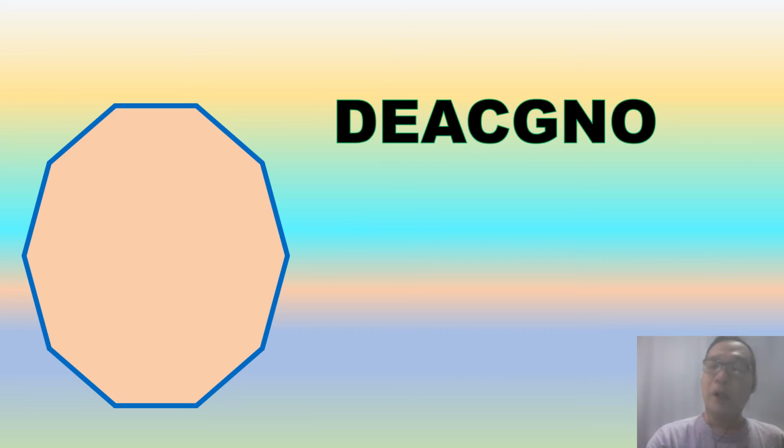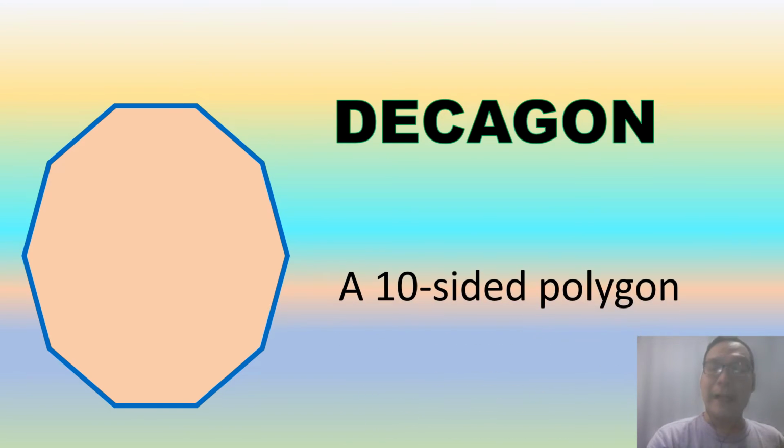Then a polygon with 10 sides is called a decagon. It has 10 line segments. So 10 line segments are connected at their endpoints, so it also has 10 vertices. So a polygon with 10 sides and 10 vertices is called a decagon.